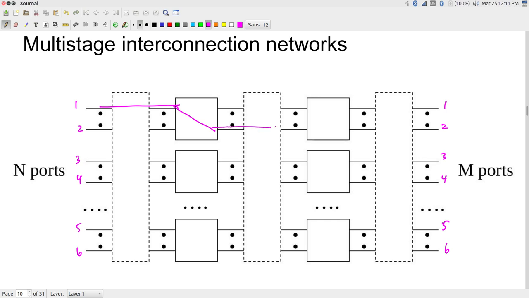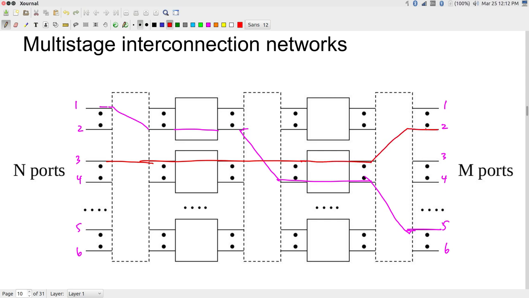I will then, the switching actually happens over here. Then this one would go through. This could go down here, go through this, and this could go down here. This might be one way by which one could reach 5. Similarly, 3 could go to 2 by going through something like this. What is effectively happening over here is you have multiple stages.